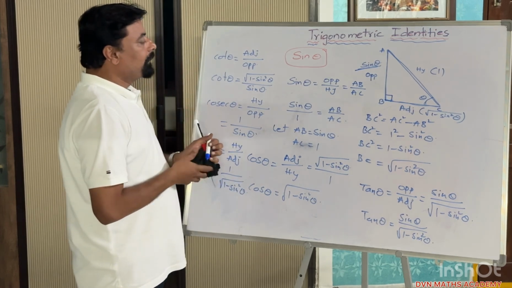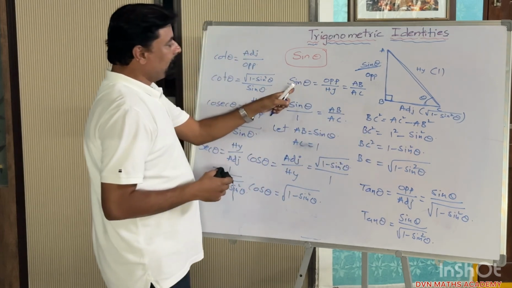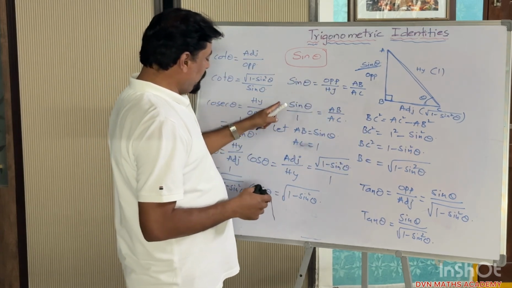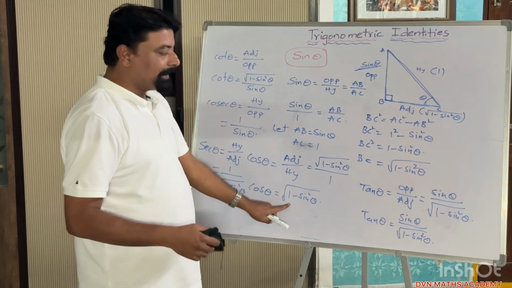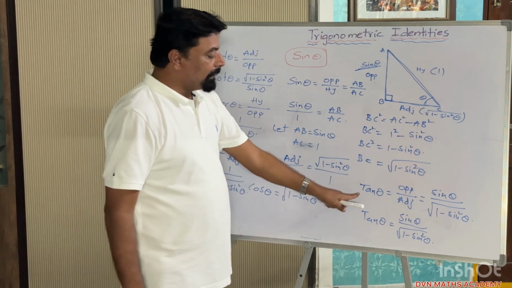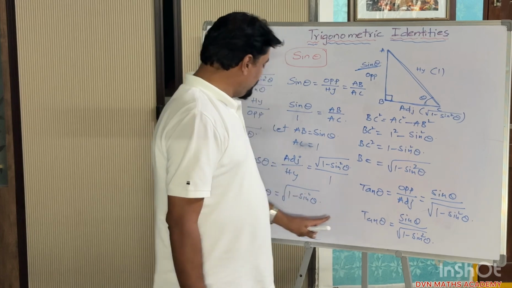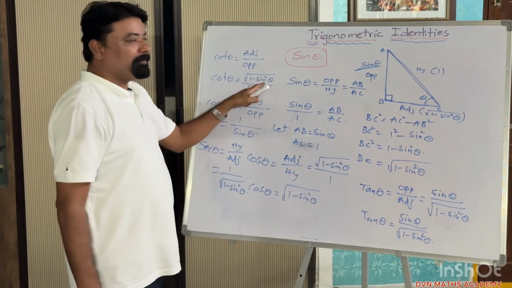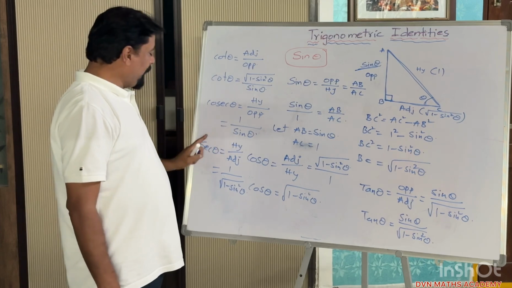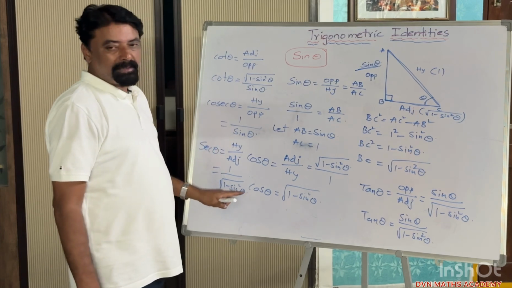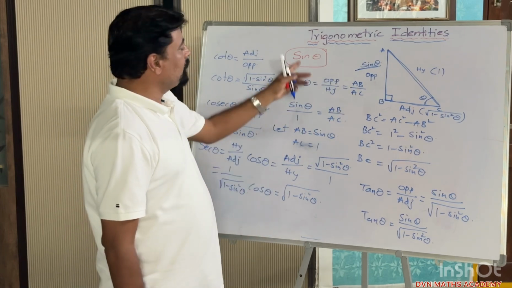If I clear the board, you can directly understand what I wrote here. Sine theta is sine theta, and cos theta is equal to under root of 1 minus sine square theta. Tan theta is equal to sine theta by under root of 1 minus sine square theta, and cot theta is under root of 1 minus sine square theta by sine theta. Cosec theta is 1 by sine theta, and sec theta is 1 by under root of 1 minus sine square theta. So like this, I converted all trigonometric ratios in sine terms.